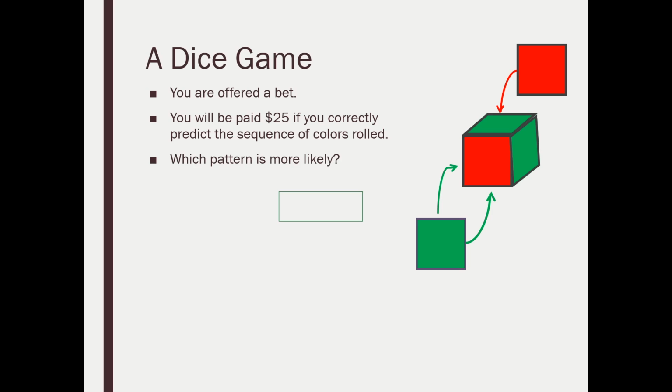Which pattern is more likely? Red, green, red, red, red, or green, red, green, red, red, red. All right, so you want to pick carefully, because if you pick the correct sequence, you get $25. We all recall that whenever I offer you money in this class, it's pretend money. So which pattern is more likely?